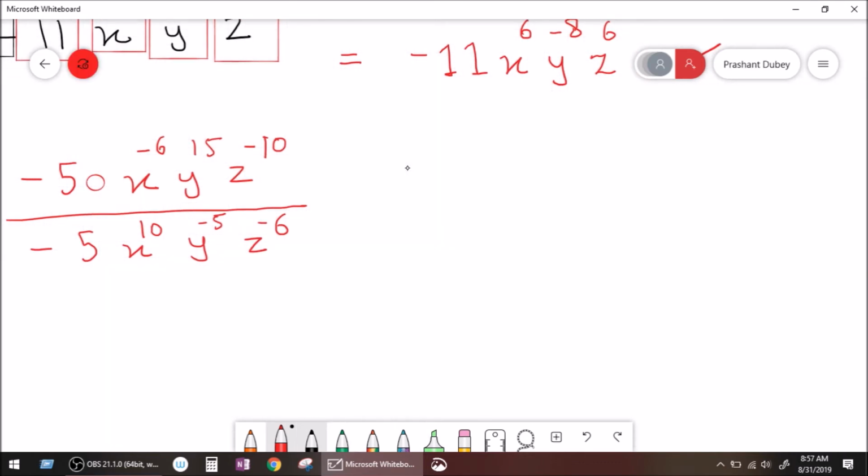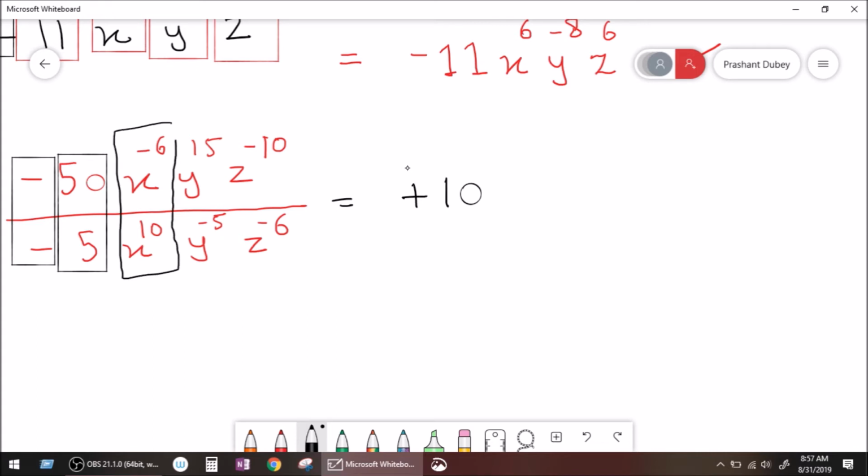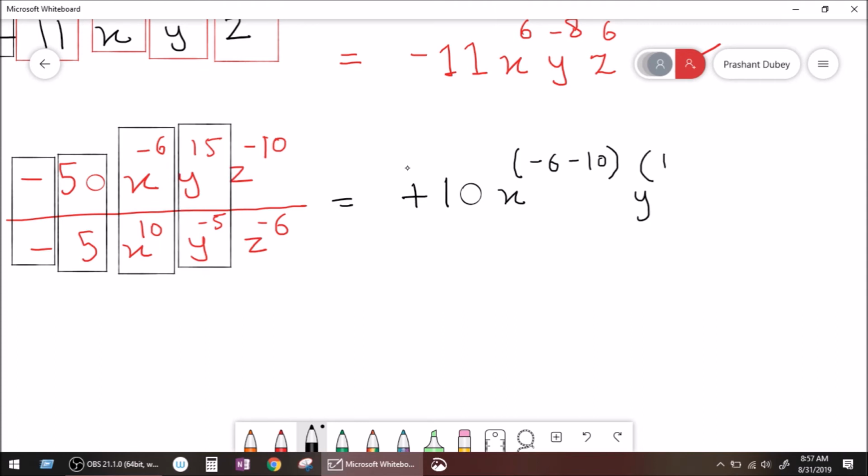The same thing, class. Nothing hard. Just the same thing. What is minus divided by minus? It's always plus. Okay? Very good. What is 50 divided by 5? 10. Very good. Now, what is x to the power minus 6 divided by x to the power 10? x to the power minus 6 minus 10. Very good. And what is y to the power 15 divided by y to the power minus 5? y to the power 15 minus, and minus 5. I say one more time, do not make a mistake here. Okay?